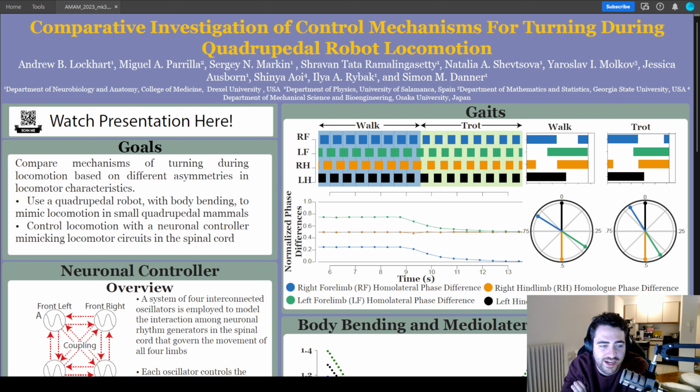And then lastly, we use a control mechanism that mimics rhythm generators within the spinal cord because ultimately we want to bring our computational models to reality through robotics, and this is just the first step. And this control mechanism allows us to use robotics as a tool to study more about biology.